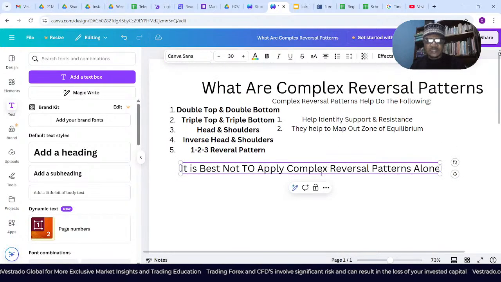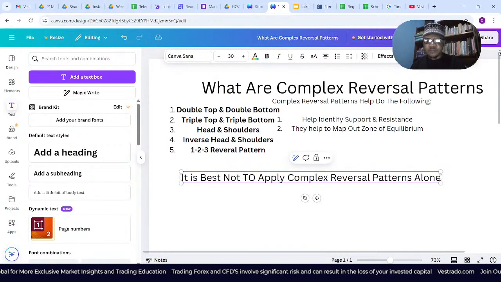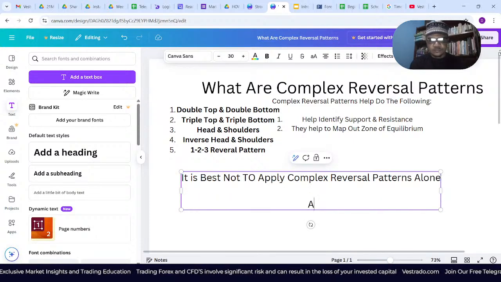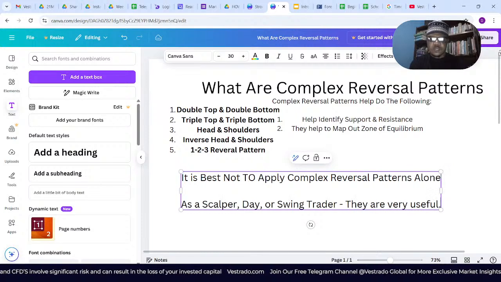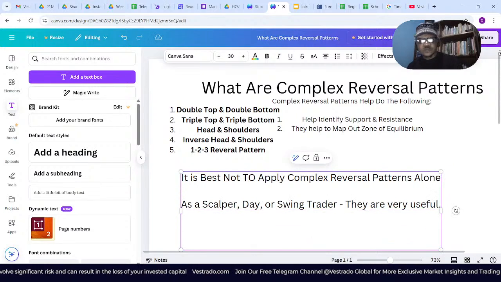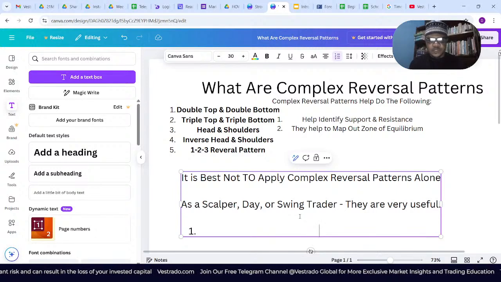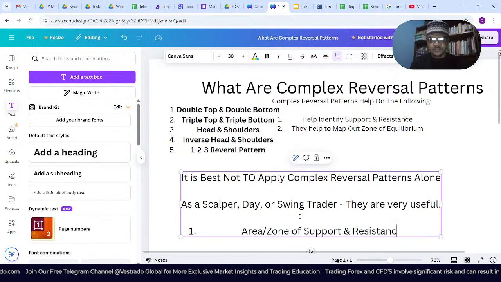Okay. One way to apply it in the market, regardless of whichever time frame, whether you're a scalper, day trader, or swing trader, they are very useful. Now let's look at some simple strategies right here. One, identify a zone or an area of support or resistance. I'm going to give you live examples right here.